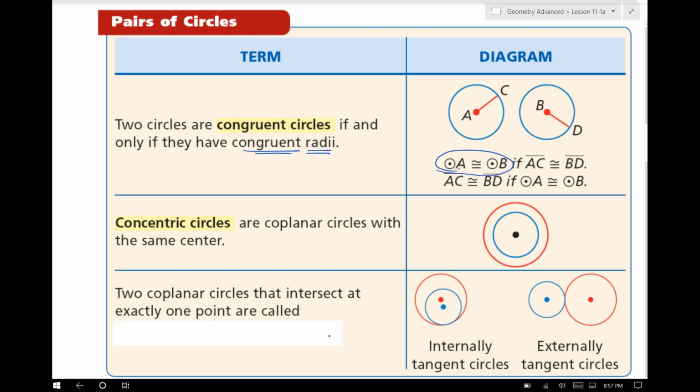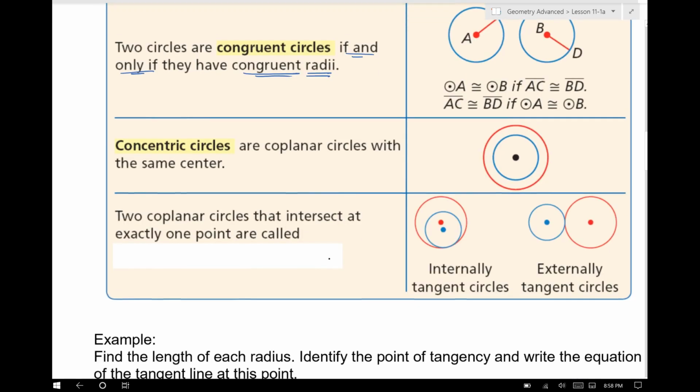So it'd be circle A is congruent to circle B, but only if you have the fact that the radii are congruent. Now notice, guys, that's written as a biconditional, so remember it goes both ways, but pretty important. All right, we did talk about this before.